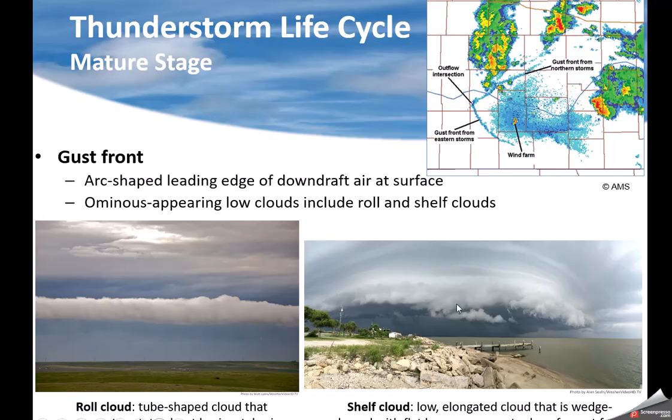So when you're looking at a thunderstorm coming towards you, if you see a rolling type cloud, it may be nasty, but it's probably not going to be severe. But if you see a shelf cloud like this, those are the ones you want to be very careful with and seek shelter when they're coming towards you.